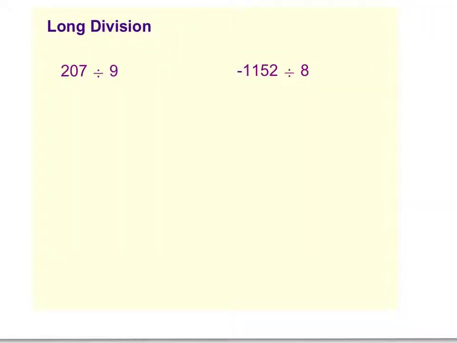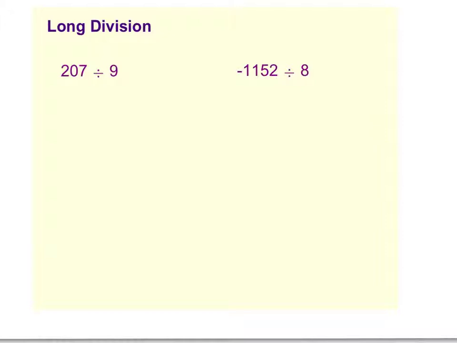I want to take a minute and just go over long division in case you don't have a calculator and you need to do some dividing. How do we do this long division? Or you just want to make sure you still have this skill set. You don't want to lose the skill of how to do division by hand.